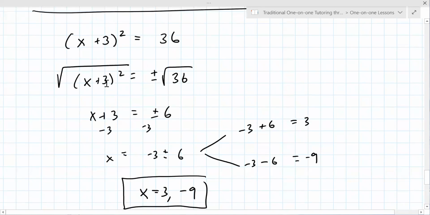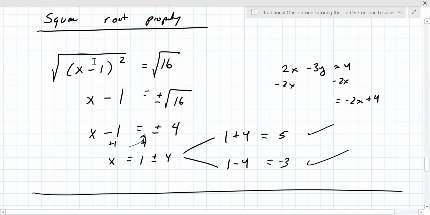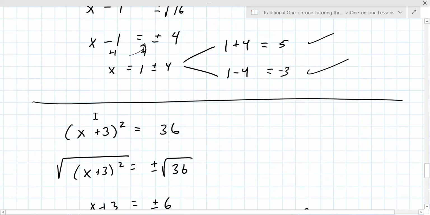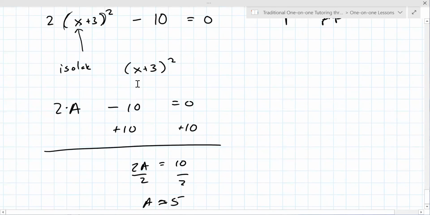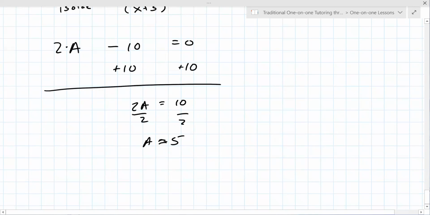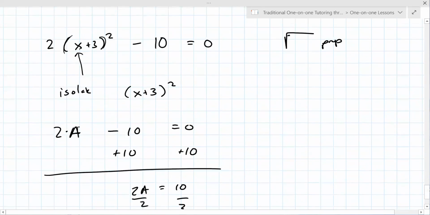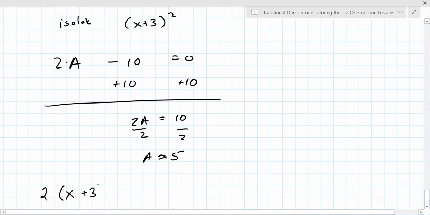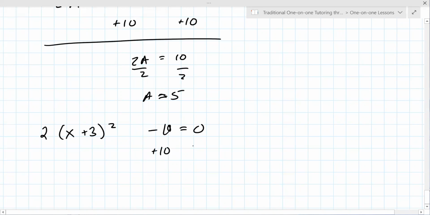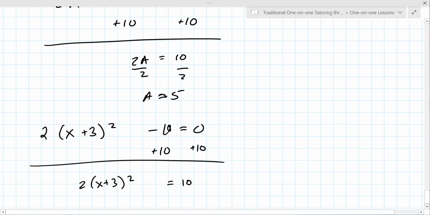In the previous problems we did, this is very important: the squared thing was already isolated. But here in this new problem, it wasn't isolated. So if it's not isolated, you make it isolated. To solve this problem, you first add 10, just like we did, and then you divide by 2.